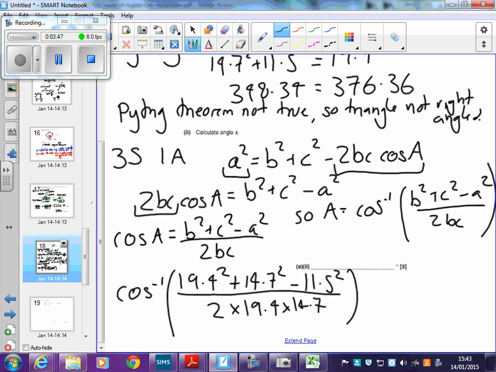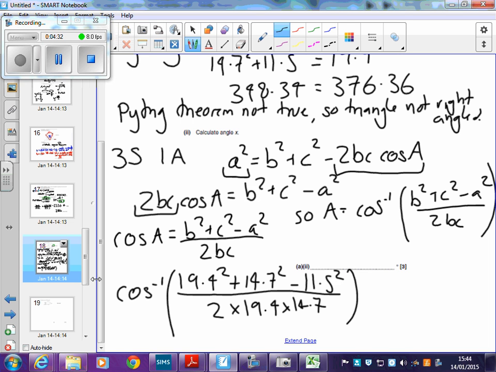You need to make sure your calculator is in the right mode, so it should have a little D on it. If it doesn't, bring it to someone and they can fix it, or read your calculator instructions, and that will also give you a clue. I am obviously just killing time while I am typing this into my calculator. I'm not very good at typing fast because I always end up making mistakes. I've just got the top line done. So I'm now just typing the bottom of the fraction in. So 2 times 19.4 times 14.7. I just typed 17.7. Never mind, I can change that. Then close my brackets, press equals.